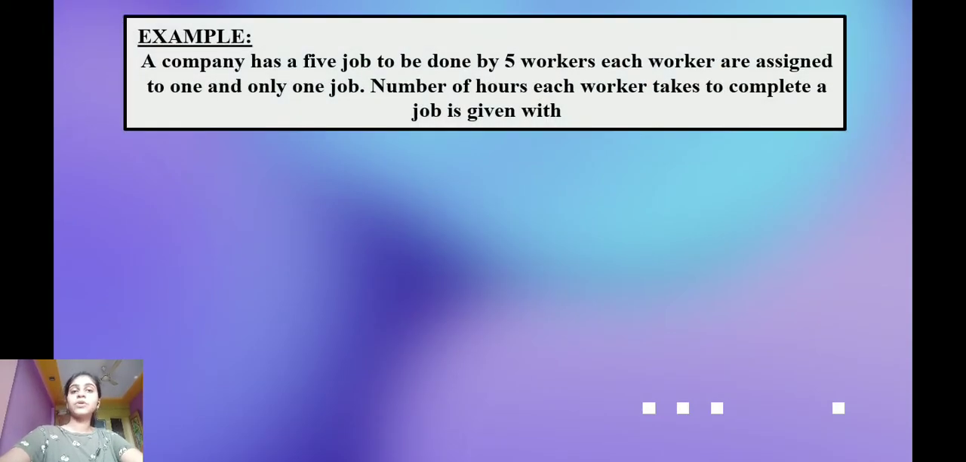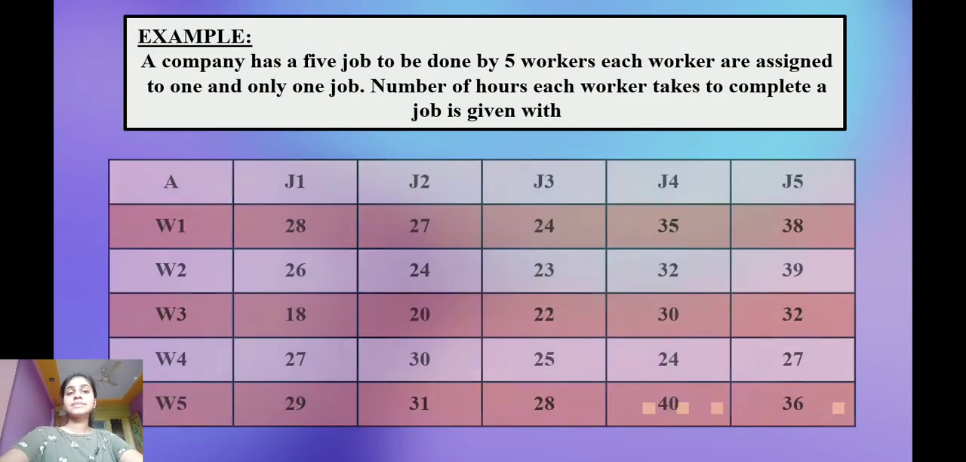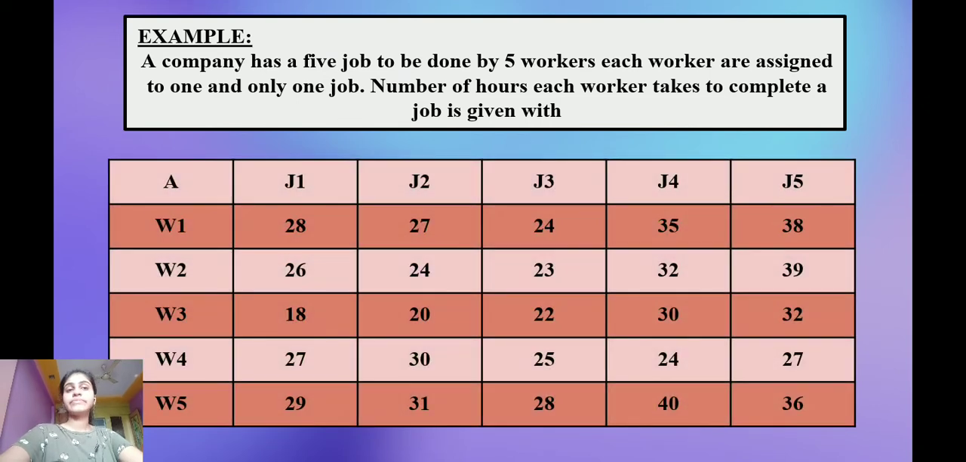Example of assignment problem. A company has 5 jobs to be done by 5 workers. Each worker is assigned to one and only one job. The number of hours each worker takes to complete a job is given. So here W1, W2, W3 denote the workers and J1, J2, J3 denote the jobs for that particular worker.